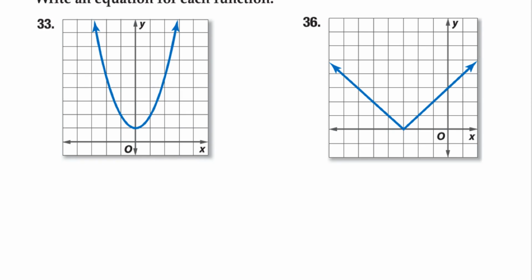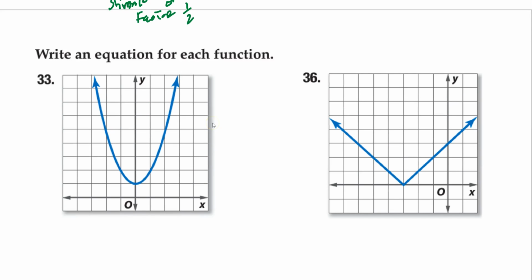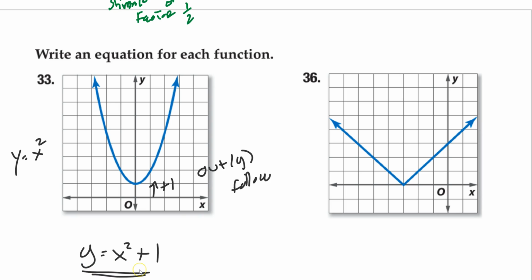Now let's go backwards. In this, we want to write an equation for each one. The first key is to understand what the parent function is. This is a parabola. So we're going to write y equals x squared. That's what it basically looks like. Now what's going on is, is it moving up, down, left, or right? It looks like it's moving up 1. Remember, if you move up and down, it goes on the outside. So in my equation, I'm going to write it like this. On the outside, I put +1. Over here, this is an absolute value graph, so it's something like this.